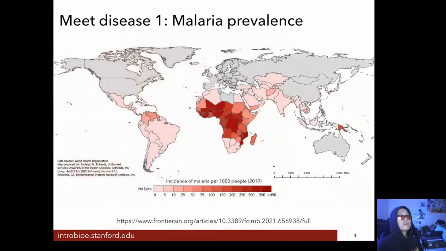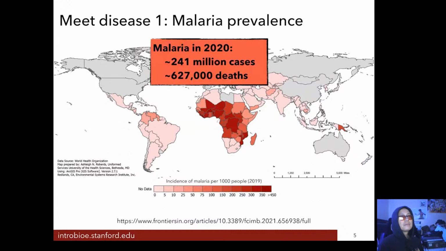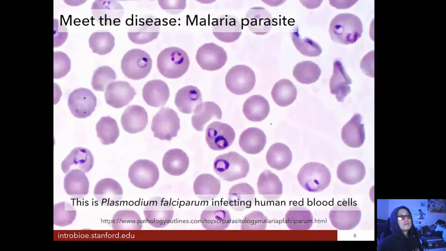So this is just a map of malaria infections globally in 2019. And you can see that there are areas where there's more than 400, almost half of the people have been infected with malaria in 1 year. Now, in 2020, globally, that looked like 240 million cases of malaria and 627,000 deaths. So this is a very serious disease. And it's caused by a parasite. So malaria is caused by a parasite called Plasmodium falciparum.